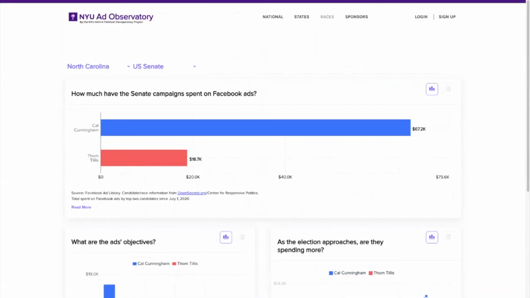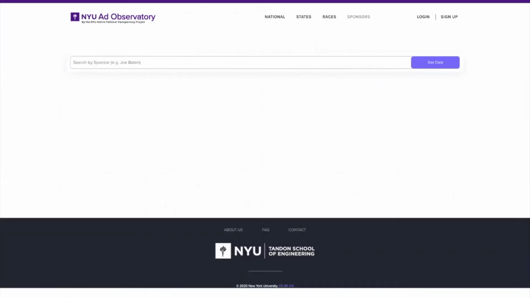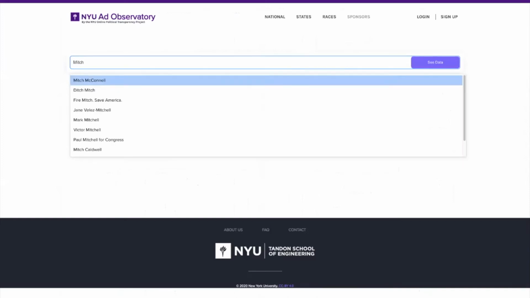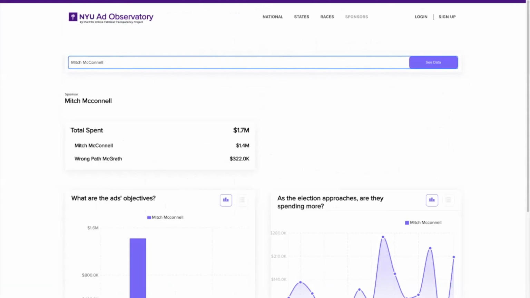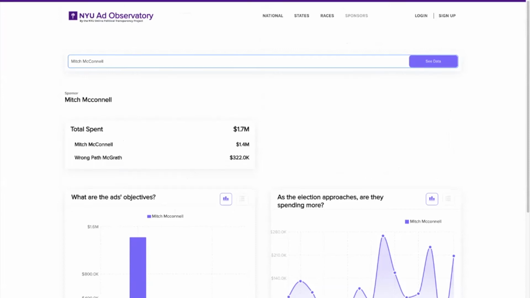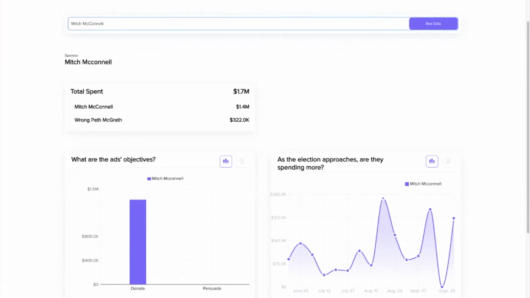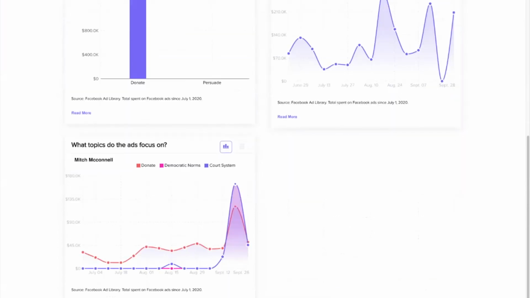Lastly, let's take a look at an individual advertiser's overall picture. Let's take a look at Mitch McConnell. Mitch McConnell has been spending money on running ads against two Facebook pages, his own Facebook page, as well as a page attacking his opponent, Amy McGrath. Virtually all of these ads are donation-seeking ads, but his ad spend has really varied week to week, with most of it being pretty recent.